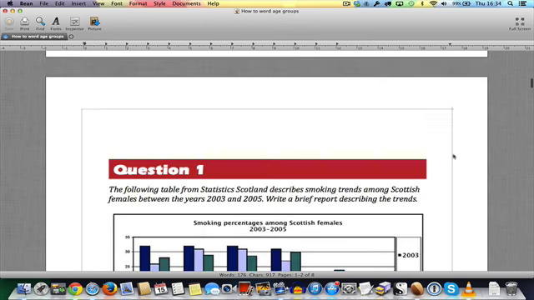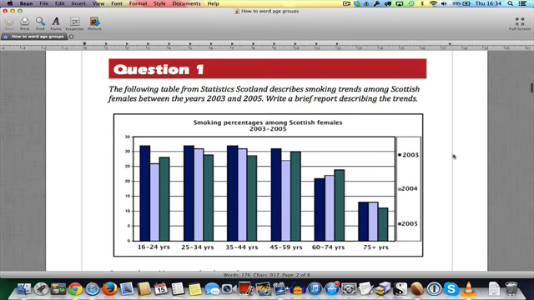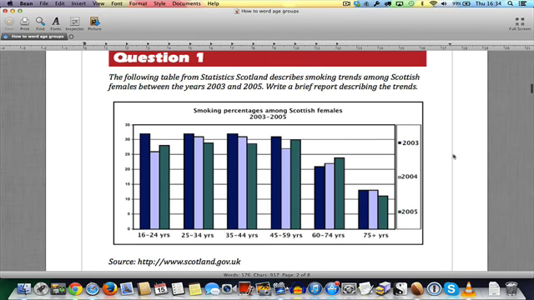So in this lesson, we're addressing something that is a challenge for many IELTS candidates, and that is how to make reference to age groups when they appear in your academic Task 1 question.